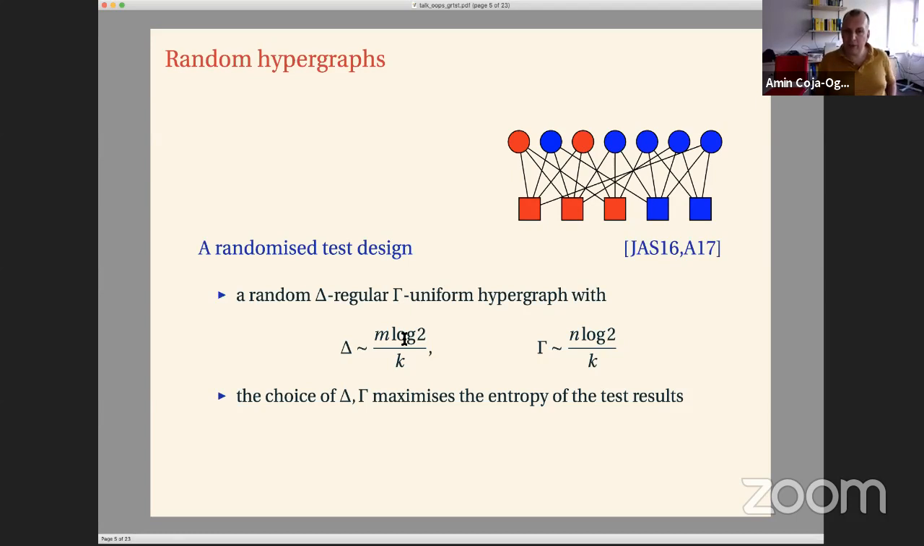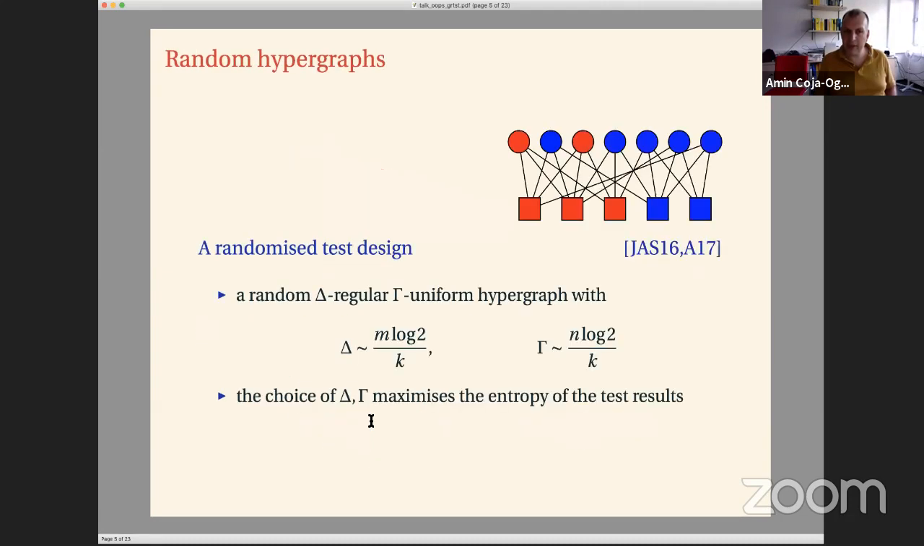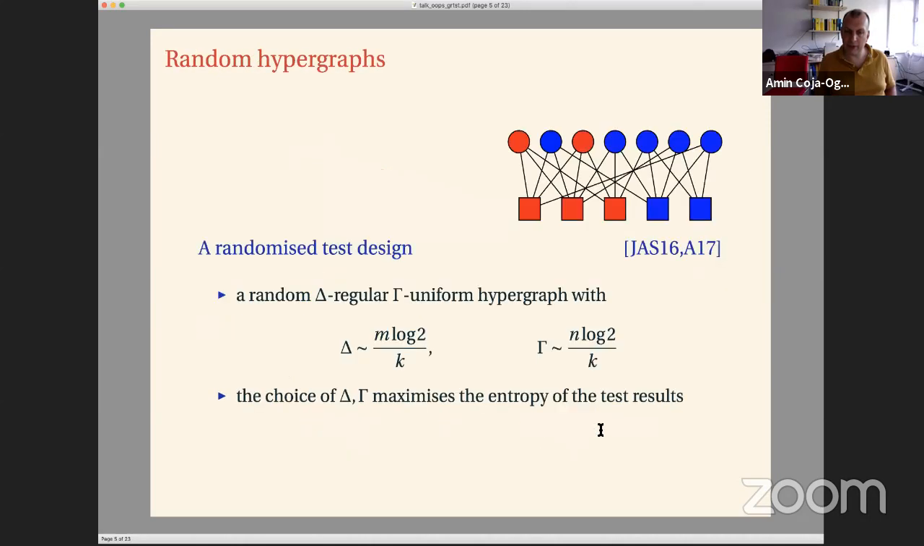And if you think about it a little bit, guided by this previous slide here, one thing you would like to make sure, obviously, is that you maximize the entropy of the test results. In other words, you would like about half of the tests to be positive and half of the tests to be negative, because otherwise you're most definitely going to undershoot this bound over here.